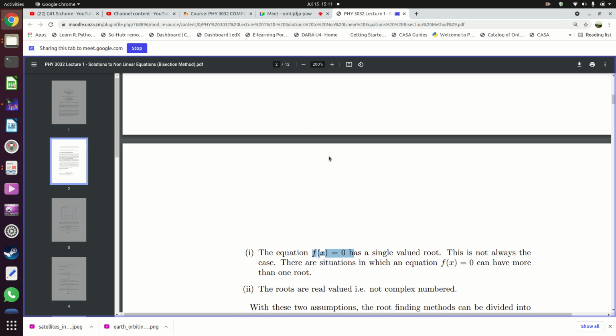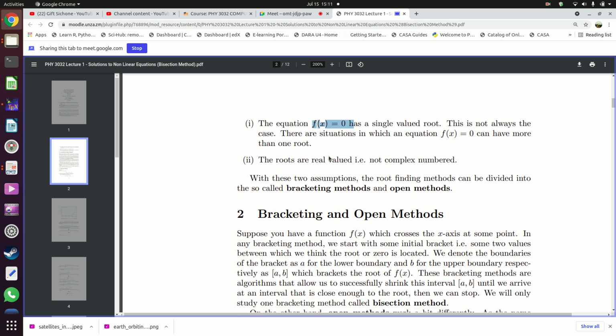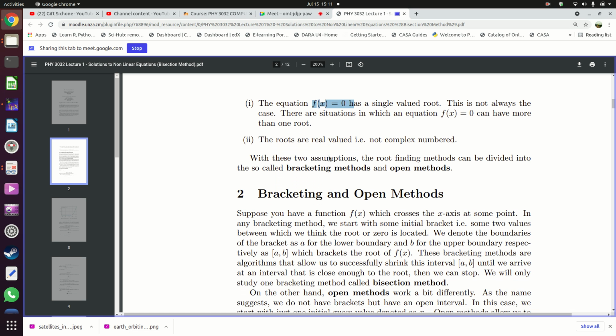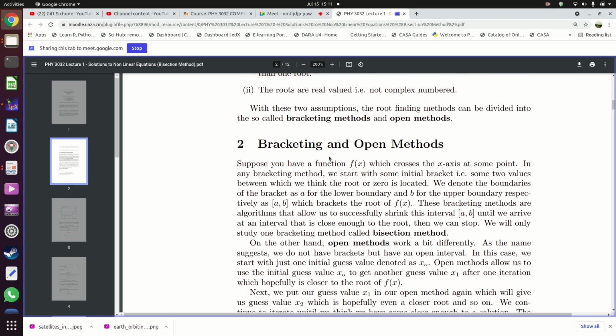Okay, so with these two assumptions, we are going to use two methods. One of them is referred to as a bracketing method. The other one is referred to as an open method. We're going to talk about what these bracketing methods and open methods are.